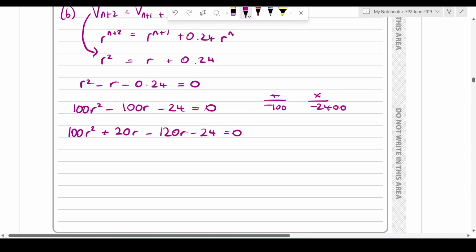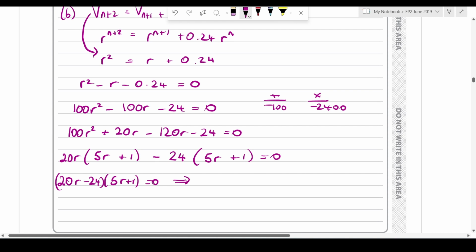Then we just need to factorise. Both have 20r in common, so that'd be 5r plus 1, and the others have 24 in common, that's 5 lots, that's 5r plus 1. So 20r minus 24 times 5r plus 1. So we get our values of r. From solving this one, it's minus 0.2. And from solving this one, it's 24 over 20, which is 12 over 10, which is 1.2.